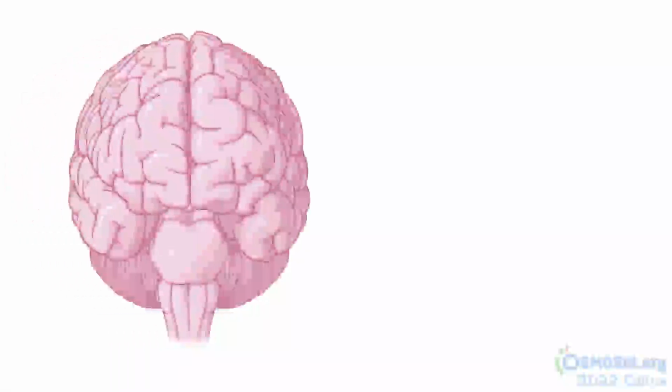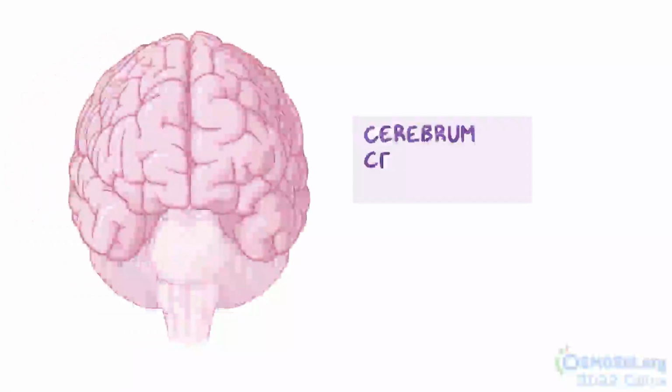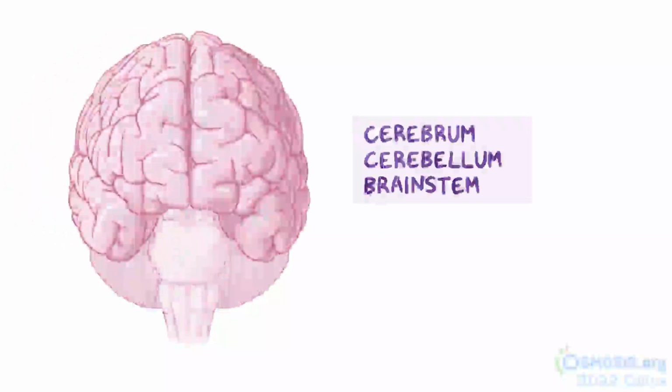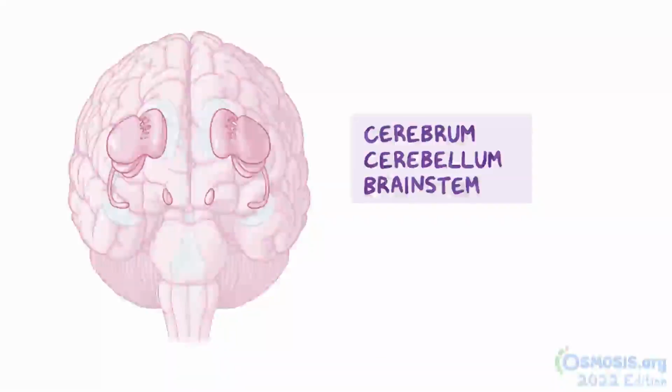Generally speaking, our central nervous system is made up of three parts: the cerebrum, the cerebellum, and the brainstem. The cerebrum consists of two nearly symmetrical halves called the cerebral hemispheres, and deep within these hemispheres lie the basal ganglia.